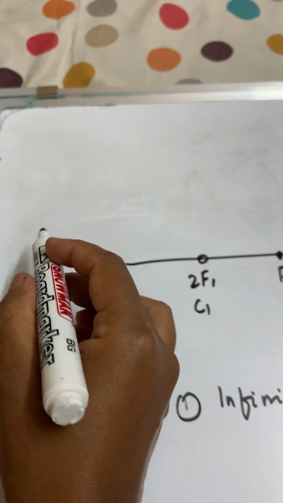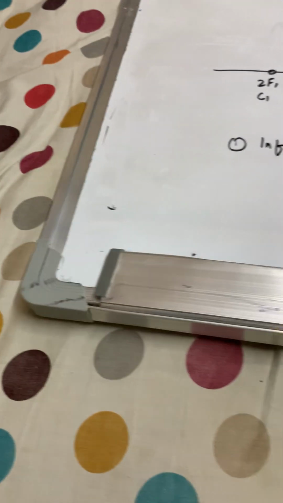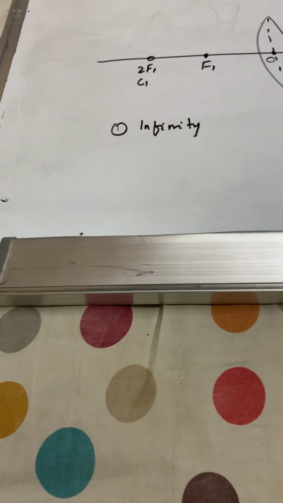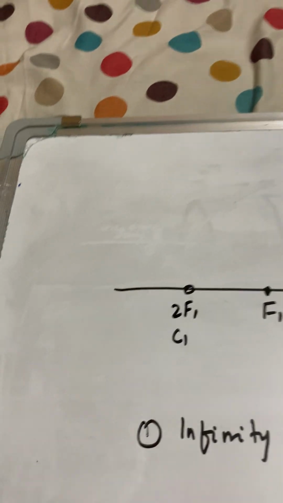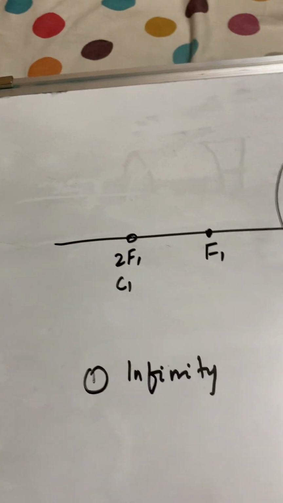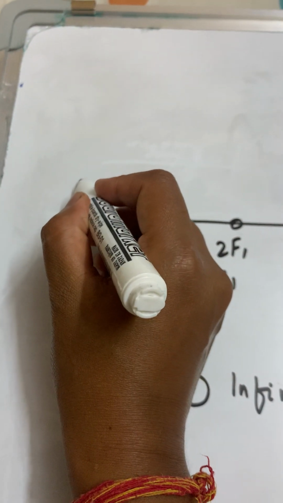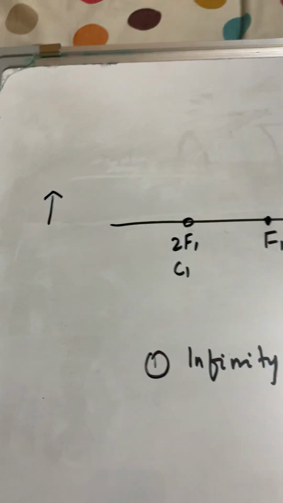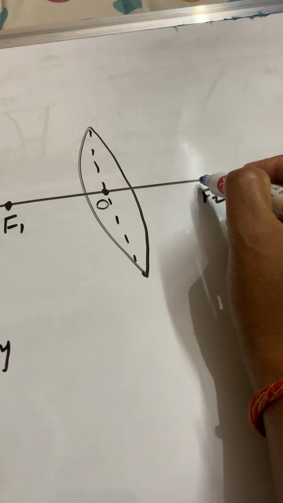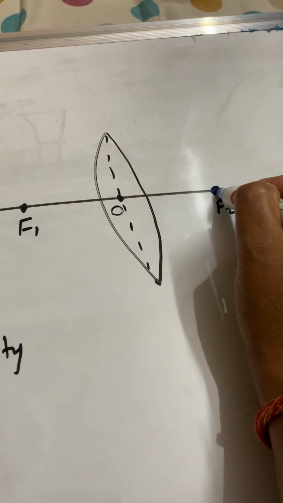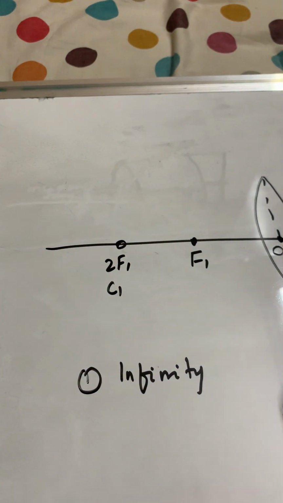Let me use blue color for the image. If the object is very far away, where should the image be? For very far away, the image should be at the focus point size. Very far away, the image will be at the focus.